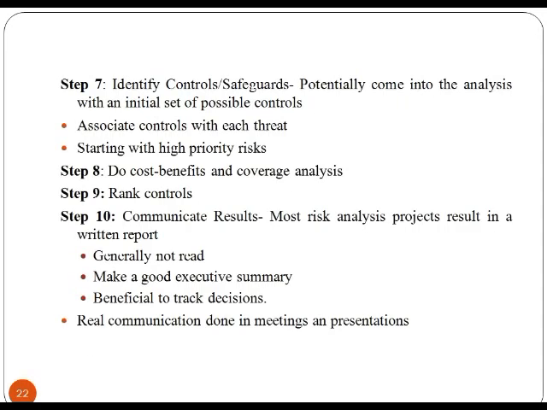Now identify control safeguards, which come into the analysis with an initial set of possible controls. Now associate controls with each threat, starting with the high priority risks, and do cost benefit and coverage analysis. Rank controls and communicate results. Most analysis projects result in a written report. Generally these are not read, so make a good executive summary. It is beneficial to track decisions.